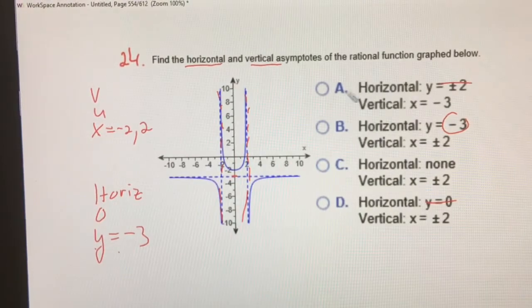They tried to trick me up here with choice A, and a vertical at x equals negative 2 and 2. It's going to be choice B.